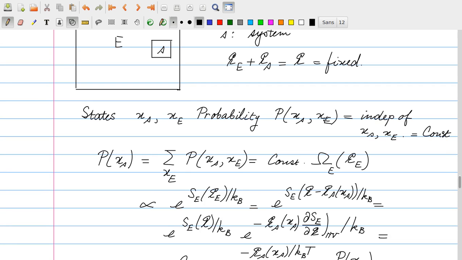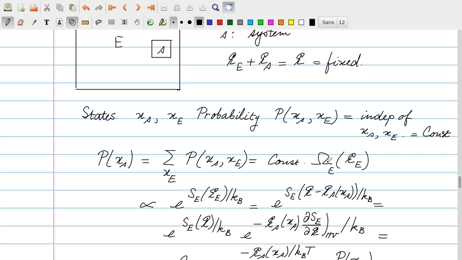Now what do we then get for the probability to find the system in a state xs? Well, we know the probability for the environment plus the system, so we just sum over all the states of the environment, because we are not interested in those, and then we have the probability that the small system is in a state xs. We know that this P here is a constant, and so if we sum over all the xe's, we have that constant times the number of states accessible to the environment.